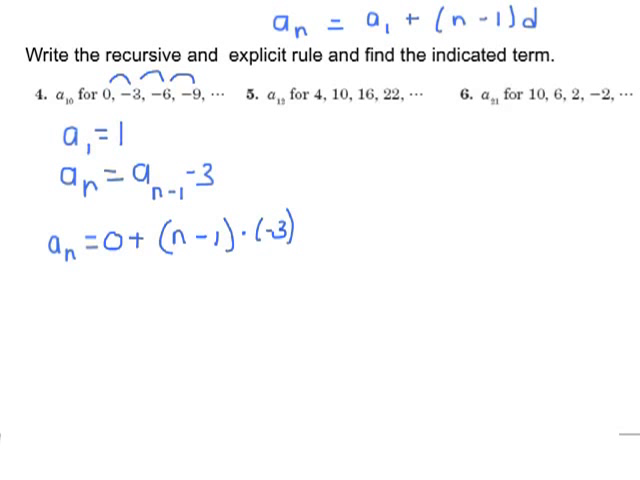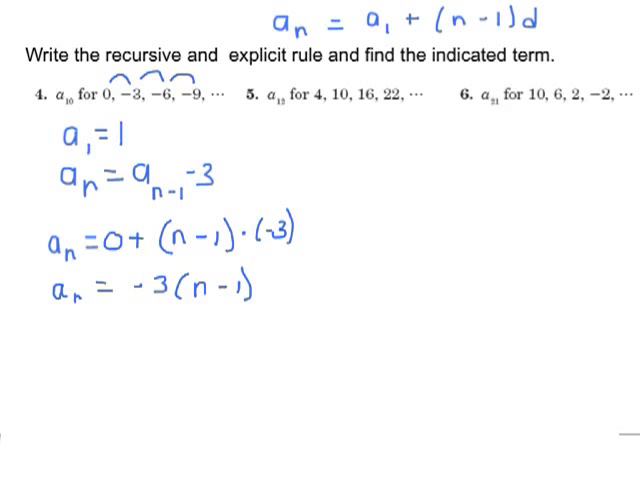Now, we can go ahead and simplify that a little bit. And if we simplify it, we could say it'd be a sub n is equal to, I'm going to put that negative 3 in the front because, you know, it's multiplication. And commutative property of multiplication says that negative 3 times the quantity is the same as the quantity times negative 3. And there is my explicit rule cleaned up.